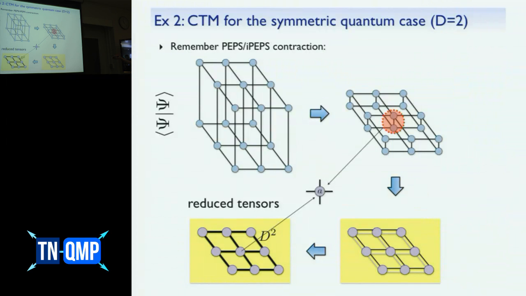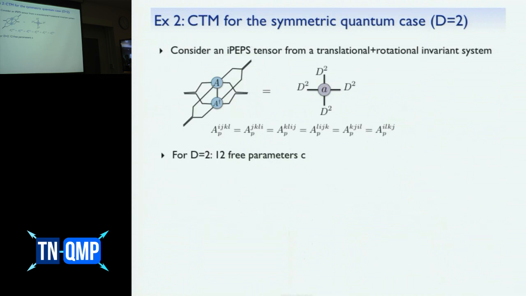Because, so here before we had a classical partition function representing the 2D network, but in the quantum case, our A tensors represent the norm of a 2D wave function, right? So with ket and bra tensors. And now we can take the simple case of a wave function where the PEPS tensors are translational and rotational symmetric, right? So this puts constraints on our iPEPS tensors. So if you use these constraints, then in the end, for d equals 2, we are left with 12 free parameters. So depending on the system, you can even reduce it further, right? But in the end, it's only a few parameters.